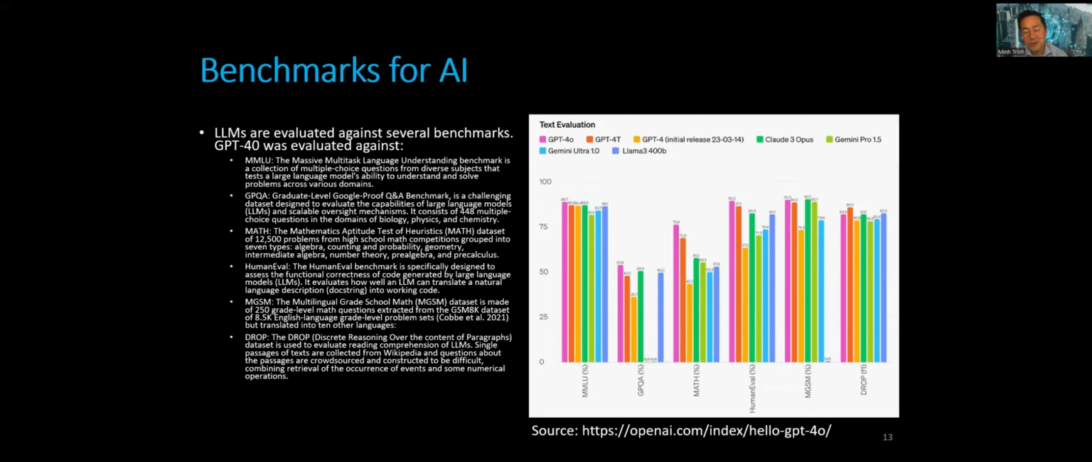It's called Google-proof because you cannot get the answer by just Googling. You have to work on the answer. For humans, when they designed these questions, it takes about 30 minutes to find the answer. So you cannot just Google it. It's a hard benchmark, a challenging dataset designed to evaluate the capabilities of large language models. It consists of 448 multiple choice questions in the domains of biology, physics, and chemistry. And then you have the rest of the other tests.